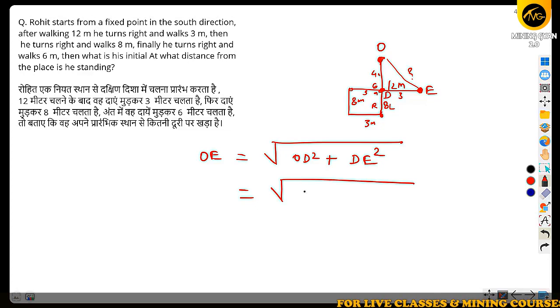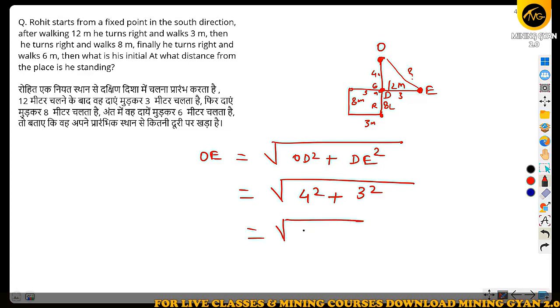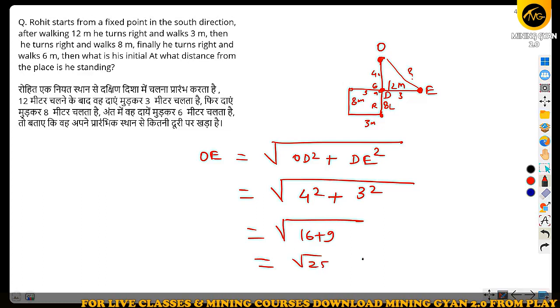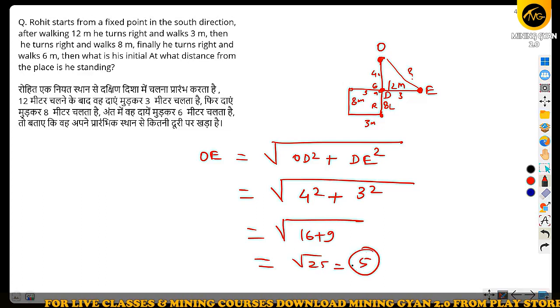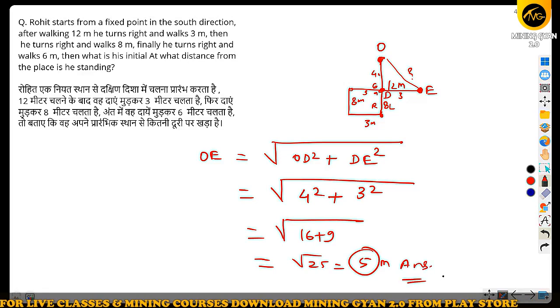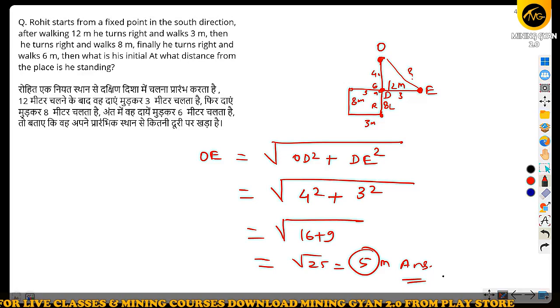So 4 square plus DE is 3 meter, because the total distance is the 6 meter and DE is the 3 meter. So 3 square. Now 16 plus 9, it will be 25. So root over 25, that means 5 meter is the correct answer. So distance between his initial position and final position is the 5 meter.